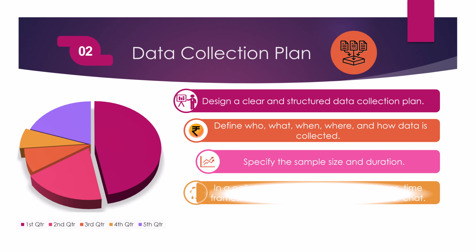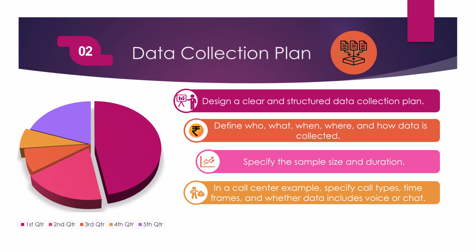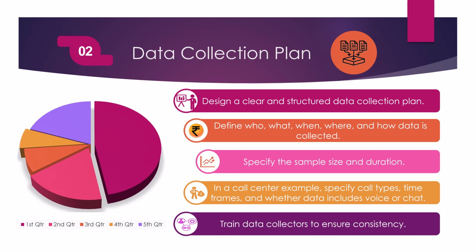Let's take a call center example. Your plan should clearly define the start and end dates for collection, which queues or campaigns will be included, and whether you capture voice calls, chat transcripts, or both. Remember, a good data collection plan is like a recipe: anyone should be able to pick it up and replicate your results without confusion. Consistency and clarity are what make your data trustworthy, and that's the foundation for any meaningful analysis that follows.